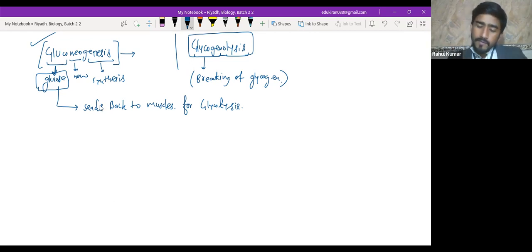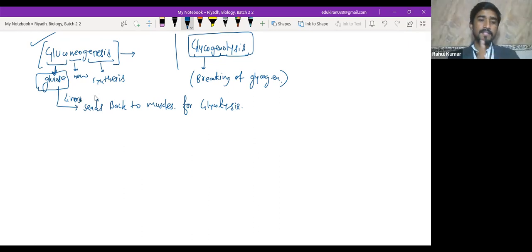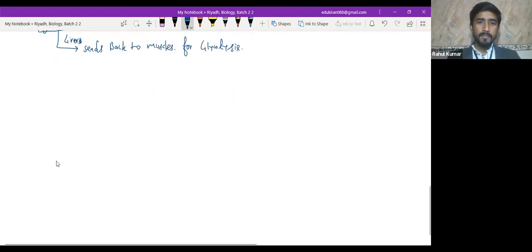So why I started this is, basically, we have glycogen stored. So this new glucose that we synthesize through gluconeogenesis, we send it back to muscles for glycolysis. That means the liver sends it back to muscles. Everything is clear till now? Yes, sir. Very good. Now write down this whole pathway.